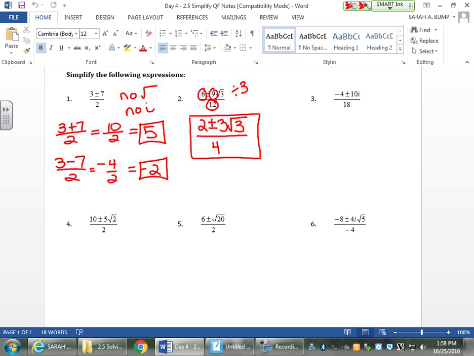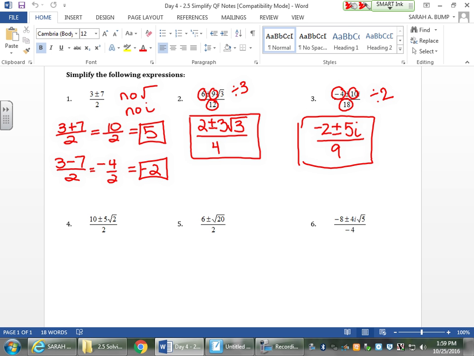Number 3 has an i in it. So we also can't go ahead and combine these all together to get a single value. So just like number 2, we're looking at all of our terms for a common factor. In this problem, we can divide them all by 2. So negative 4 divided by 2 is negative 2. 10 divided by 2 is 5, so it's going to become a 5i. And then the 18 divided by 2 is 9. That's all. So you're looking at all the terms for common factors.